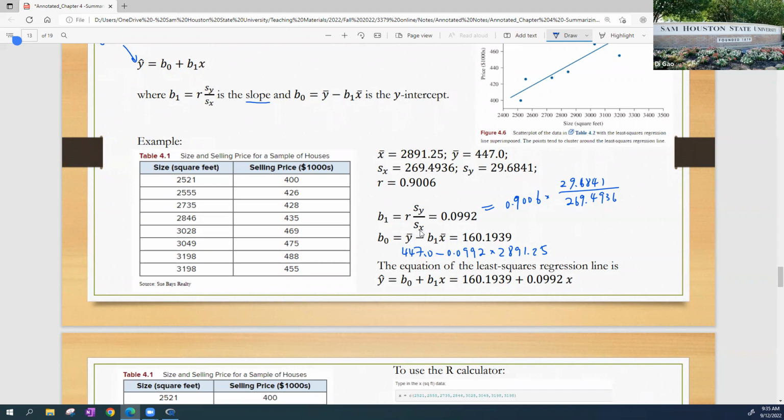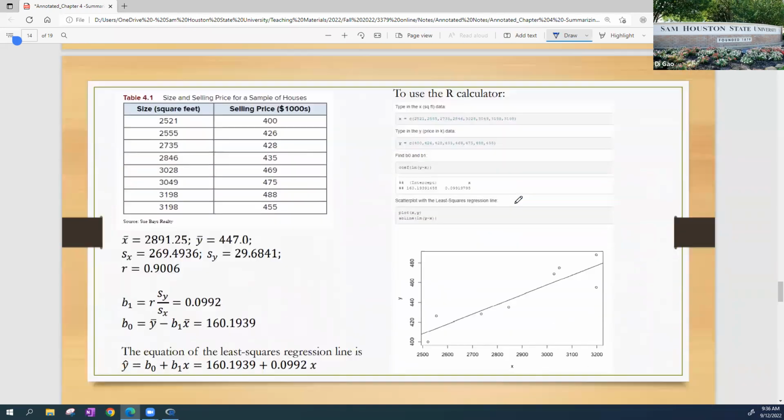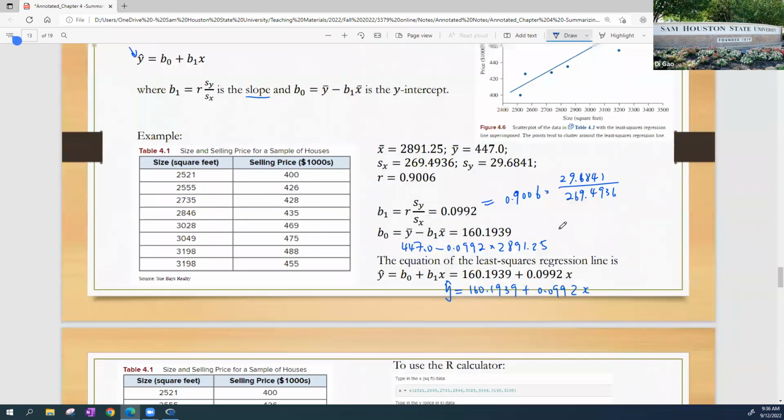Now we can plug in the two numbers into that equation, right? So that's why we have y hat equals 160.1939 plus 0.0992 x. So y equals a plus bx. That's the equation for a line. So that's what we got here, the least square regression line. Okay, so that's how we do it by hand, right?